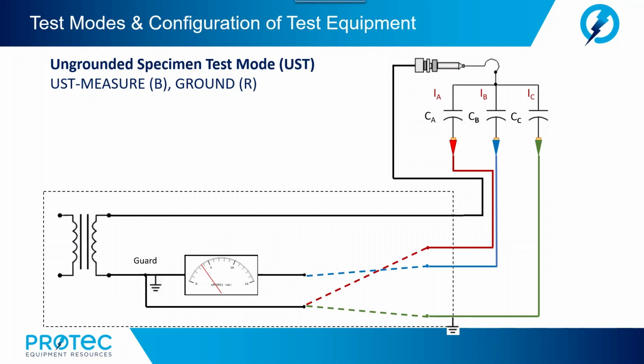Our next configuration of a UST would be, we're going to measure the blue and we're going to ground red. Now remember, in a UST test, when we say ground something, effectively we are not going to measure it. It is going to be guarded, because remember, in a UST, ground is not measured. So in this configuration, since we're measuring B and we're guarding the ground channel and the red channel, we are only measuring current I sub B.